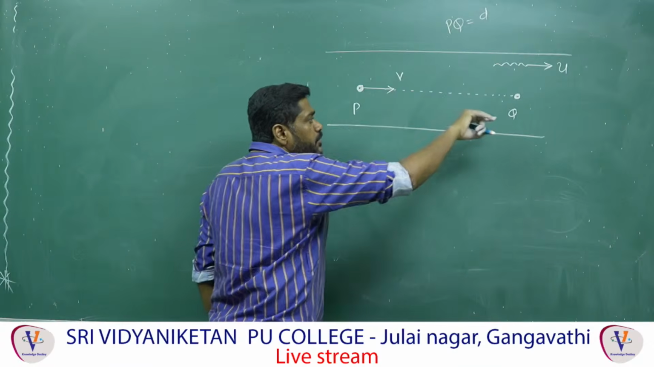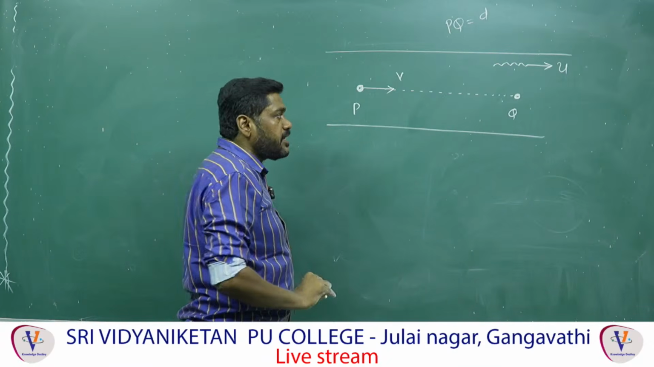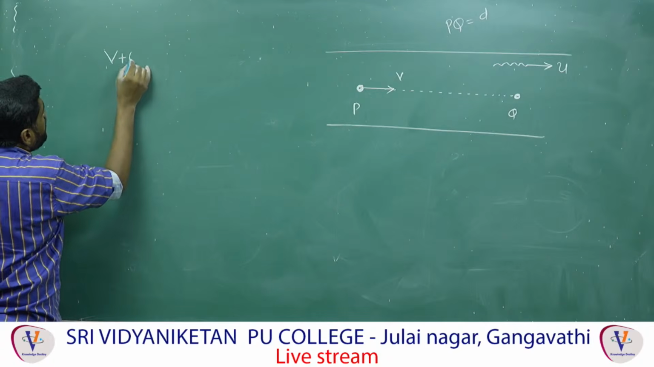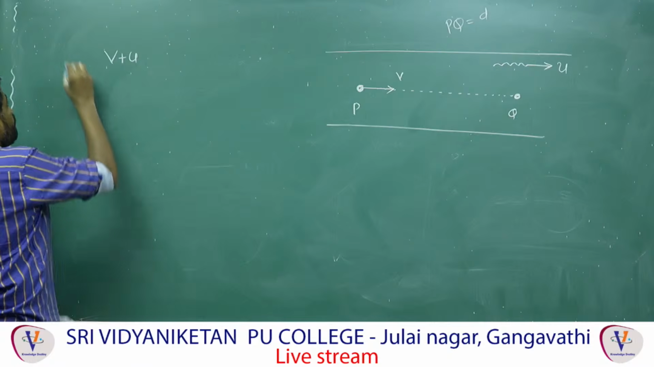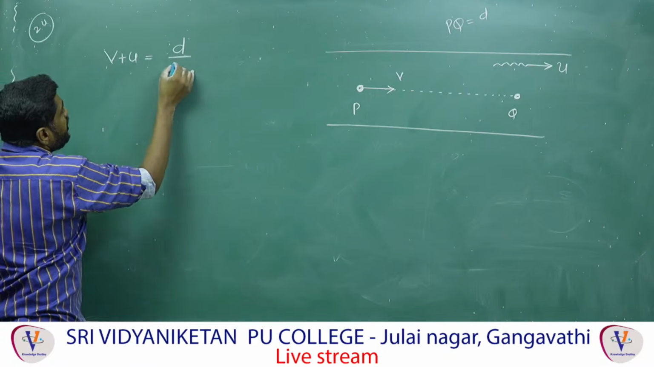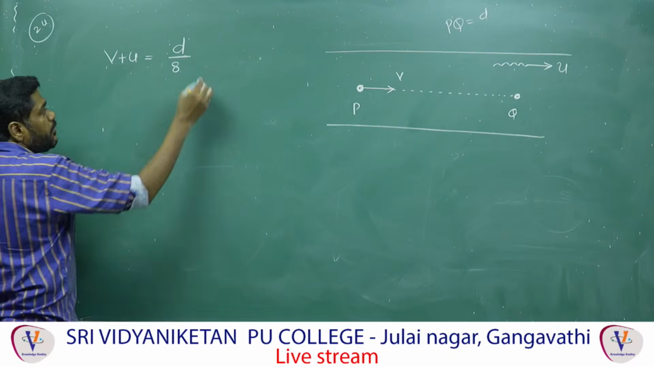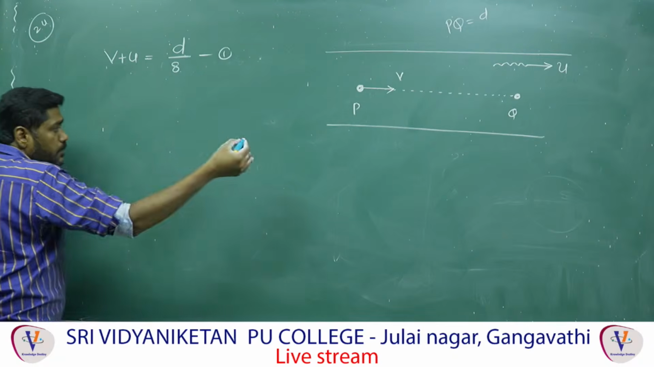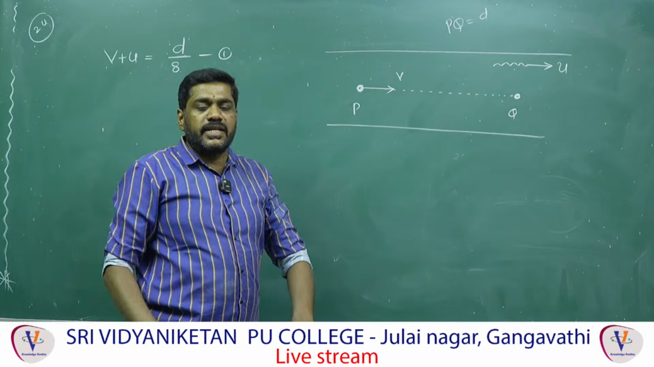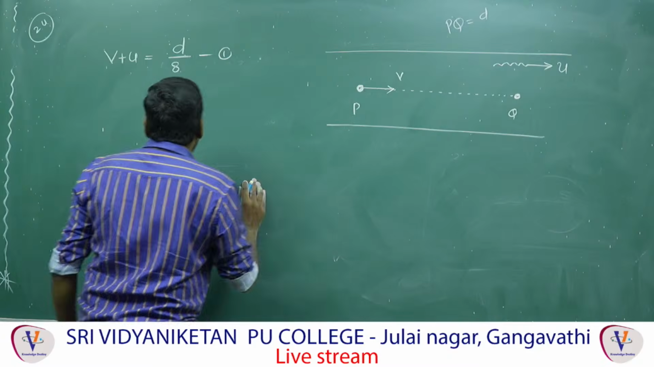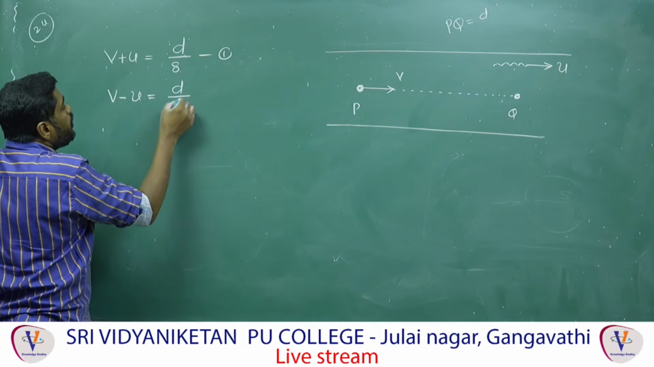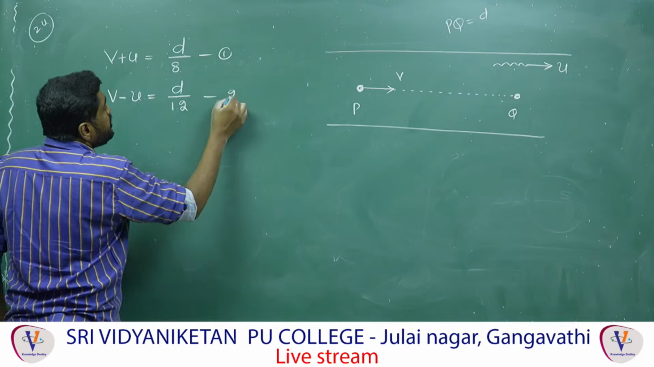So in the downstream, what? Both are moving in the same direction. When both are moving in the same direction, it appears as total velocity. So here, question number 24, and this is somewhat different question. V plus U is equal to distance by time, D by 8. Let me take equation number 1. And upstream means, while going it is called downstream, while coming in opposite direction it takes more time. So both are in opposite direction, V minus U is equal to D by 12. Let me take this as equation number 2.